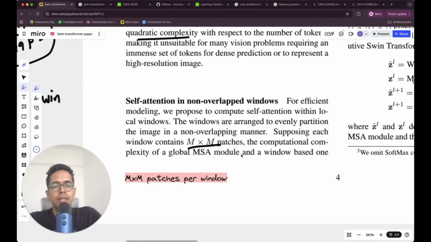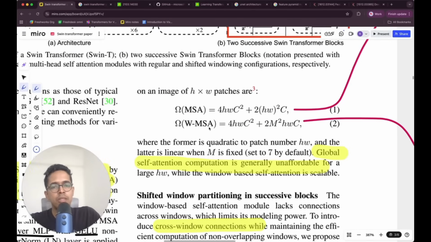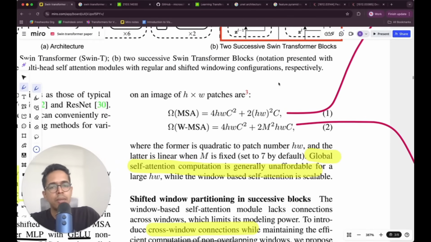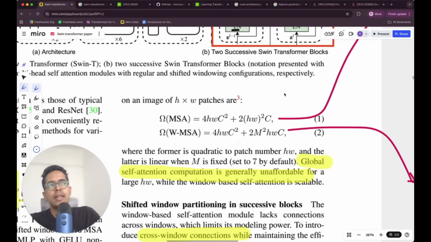The computational complexity of global MSA, which is the multi-head self-attention module, and a window-based one is shown by this formula. Now this formula might appear confusing, but it's easy to understand. Multi-head self-attention involves two things. One is calculating the dot product between query and key, then taking softmax and value. But let's ignore the softmax part. Just taking the query and key dot product, that is one calculation. To calculate query and key in the first place from your input, that is another calculation. So this is the complexity for the normal multi-head self-attention, like in Vision Transformer.